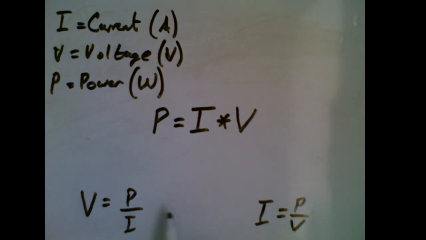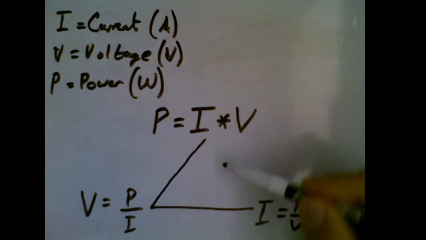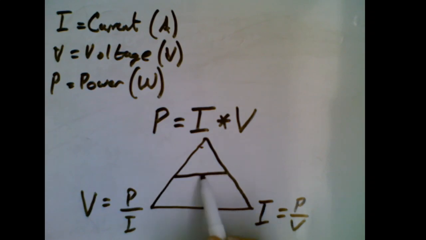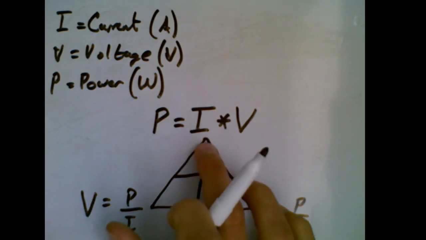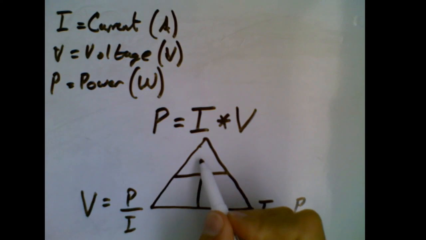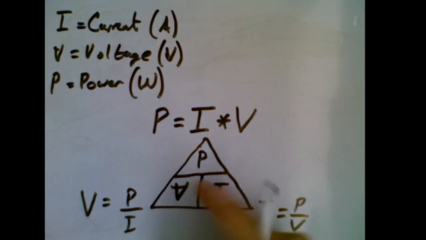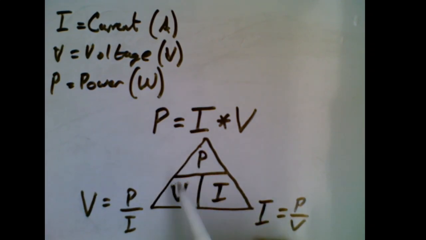One thing you may see once in a while is people may draw a triangle for these little 3-variable equations. And they're just a shortcut to help some people remember how to rearrange these equations. And the way that we would set this one up is like this: P, V, and I. Whatever we want to solve, we actually just cover up in here.